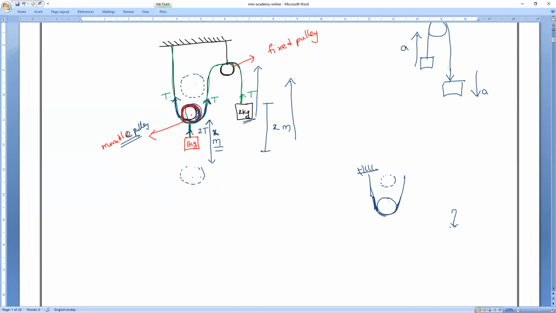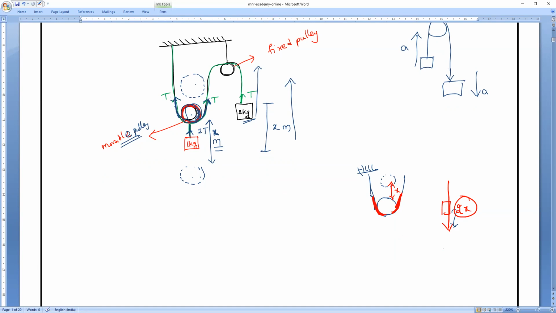Yes, sir. Suppose this body moves X meters in the upward direction. X meters means this side some length and this side some length. So this 2 kg body will go down how many meters? It will go 2X meters. Understand? This side it will go down and this side it will also go down. Do you understand, all of you? Please respond.